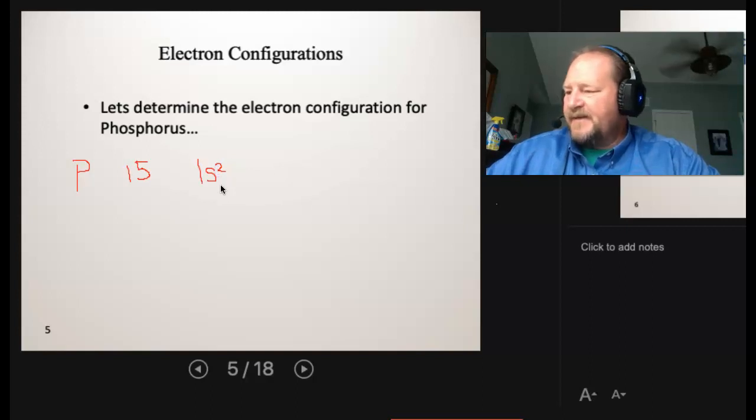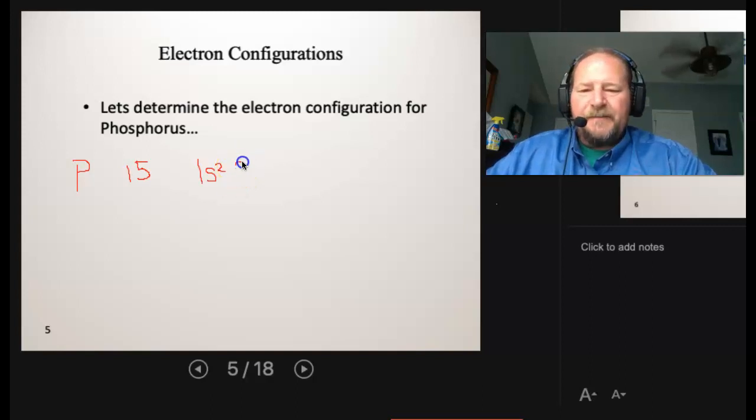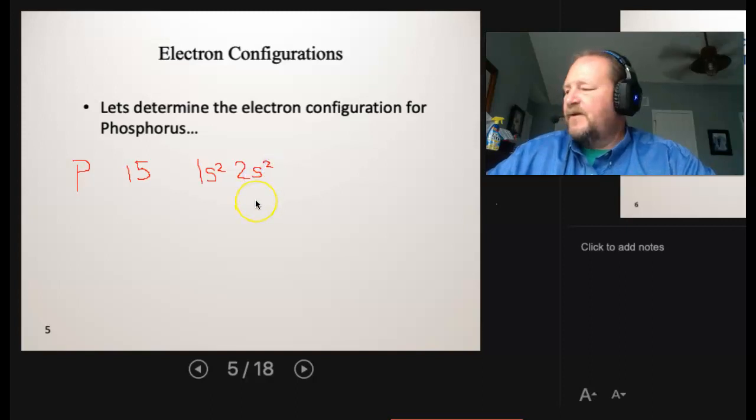Then I'm going to skip down to the second period. For the second period, I have to go through lithium and beryllium in order to get to phosphorus. Well, that's going to be the second energy level. That's the S block, and we're going to have 2. Then we're going to skip across to boron.